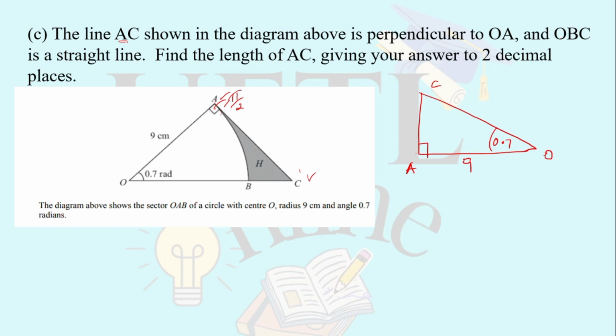Okay, here we can see that we want AC. Let's say this is our x, what we want. Here we have adjacent and opposite, so this means that we are going to use tan theta. This is our angle, let's say it's theta, which is 0.7. So tan theta is equal to opposite over adjacent, which means x over 9.